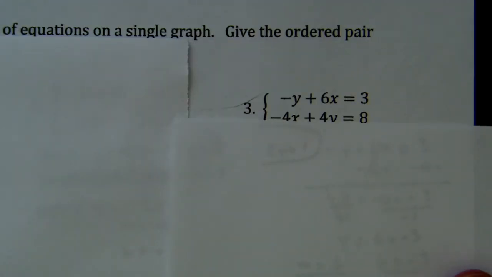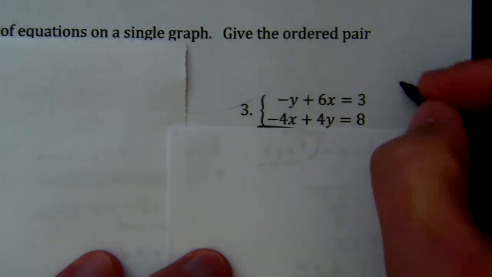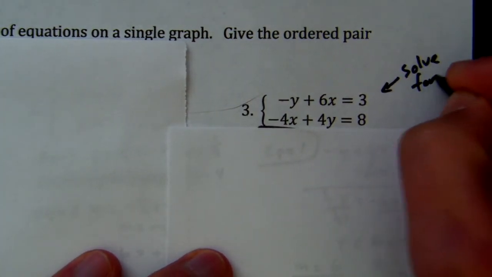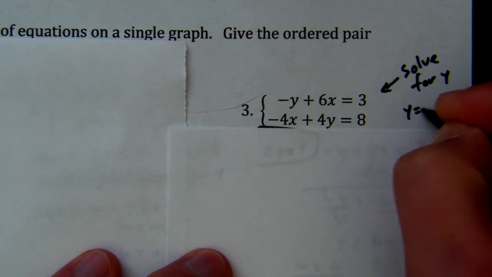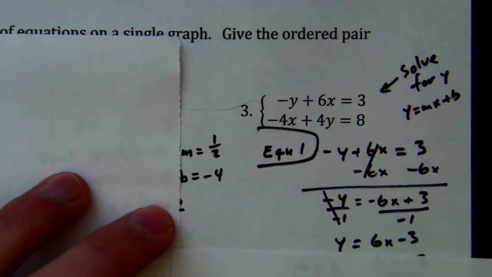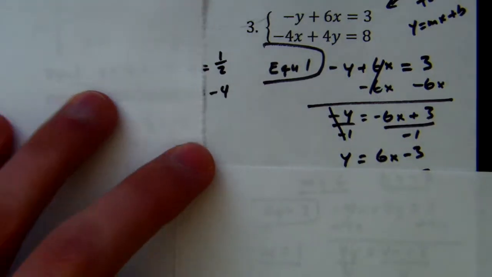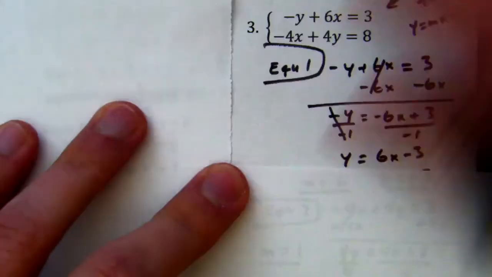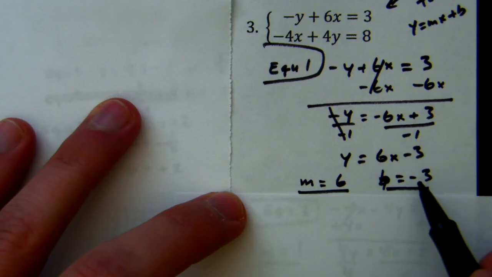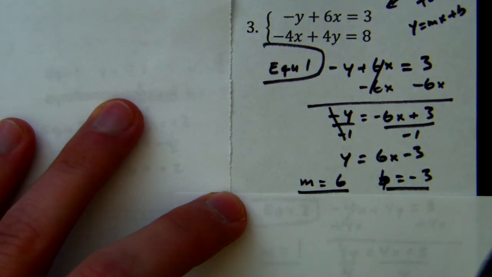Now, let's take a look at our next one. The only weird thing with this one, and again, I went ahead and did the work, is that it's not solved for y. We need it in y equals mx plus b. So I took equation 1 and solved for y, just like this. y equals 6x minus 3. After I solved for y, I found the slope, which was 6, and the y-intercept, which is negative 3.